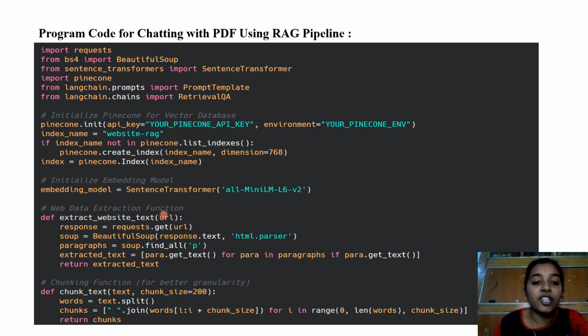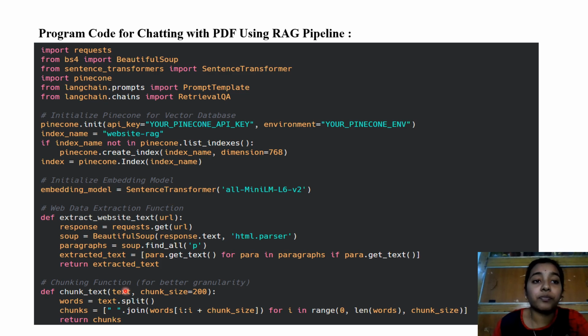Web data extraction function. Get URL. It will fetch the HTML content of the website. Beautiful Soup parses the fetched HTML content.